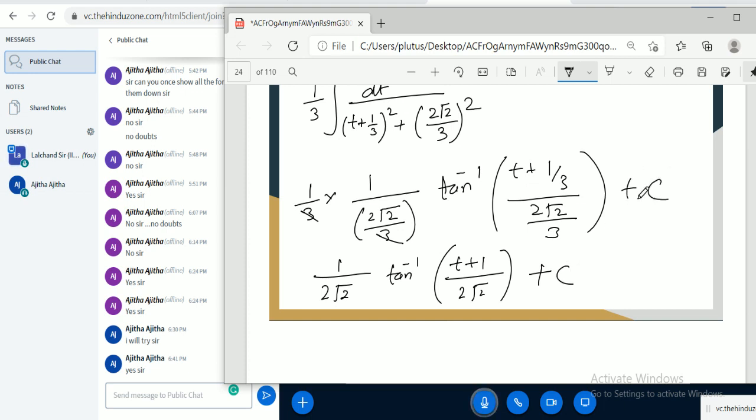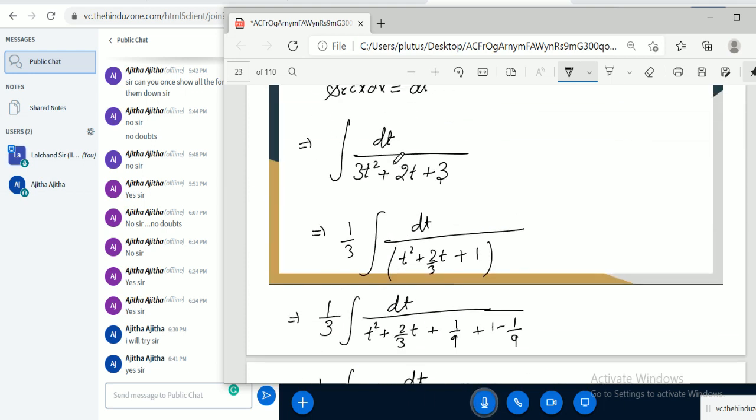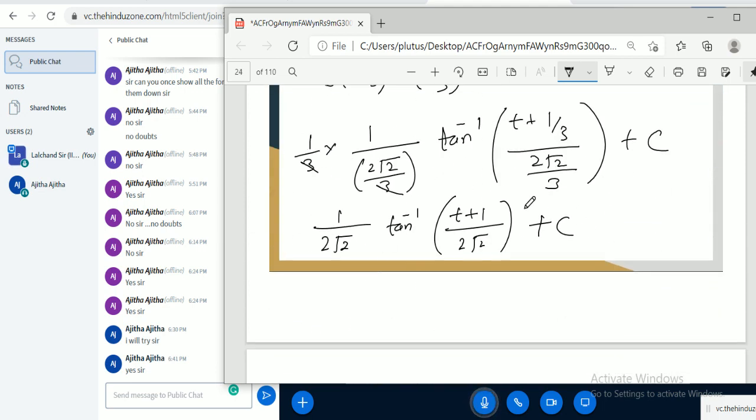And what is the value of t? t is simply our tan x. So we back substitute here, then we have 1 upon 2 root 2 tan inverse of (tan x plus 1) by 2 root 2 plus c. Okay, this is the final answer for this question.